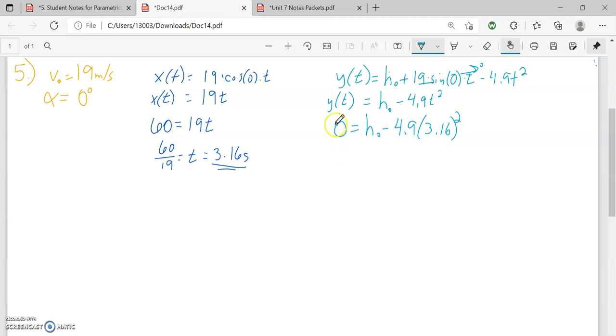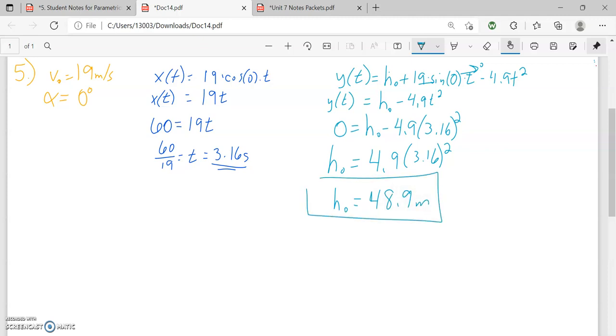We have now simultaneously solved the y variable here to be 0. And at the same time, we did that by finding the t was 3.16 seconds. We now have one equation, one unknown. We're going to throw everything to one side, except the h naught is 4.9. Plug and chug, and you find 48.9 meters is your answer. So that, everybody, is your answer. So there you have it.